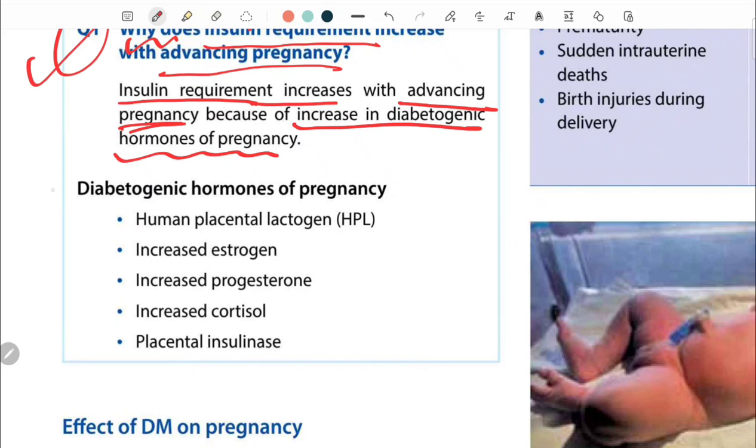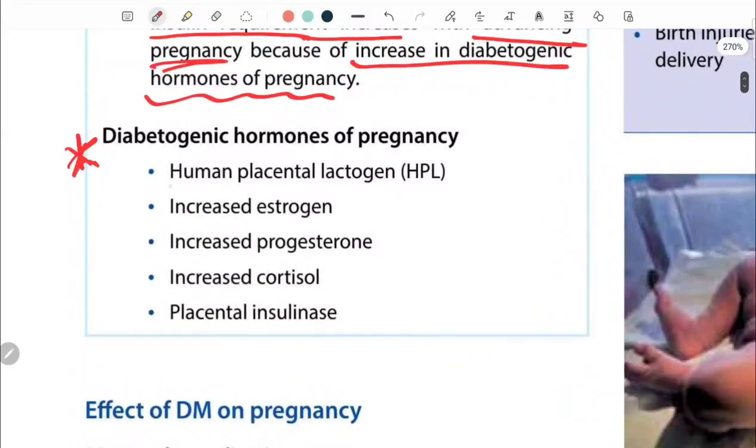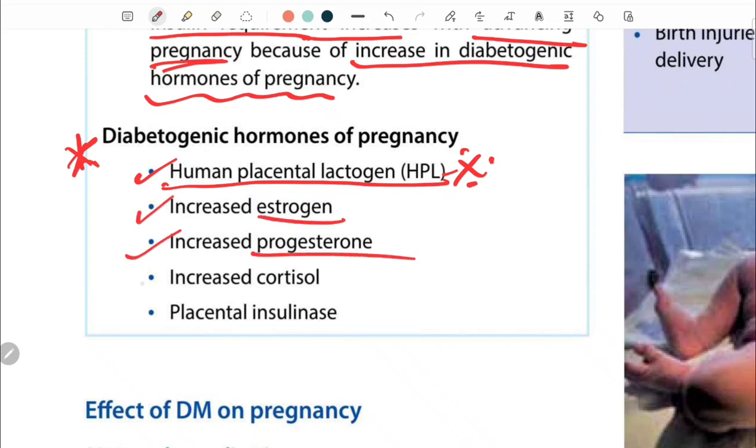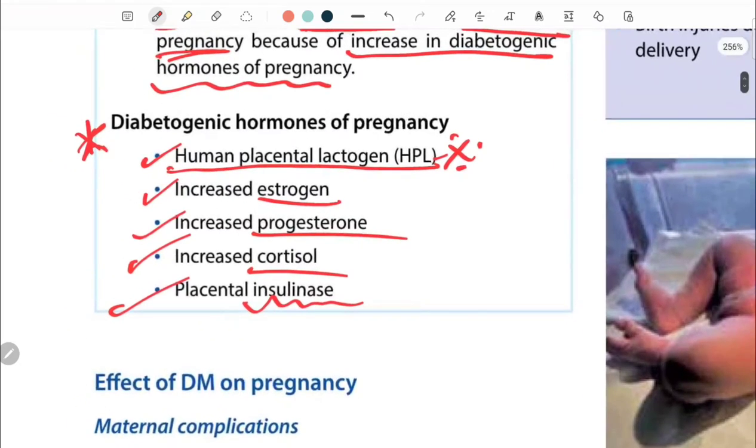The diabetogenic hormones, a very important Viva question: what are the diabetogenic hormones of pregnancy? They are human placental lactogen (HPL), increased estrogen, increased progesterone, increased cortisol, and placental insulinase. All of these will be increased during pregnancy.